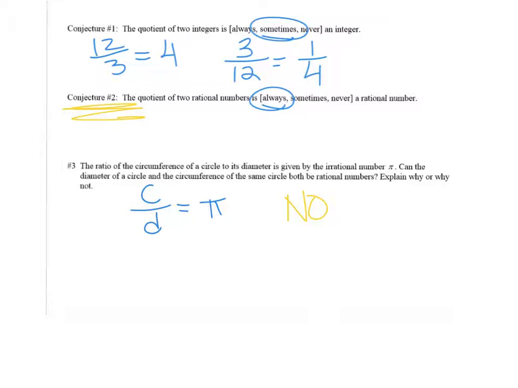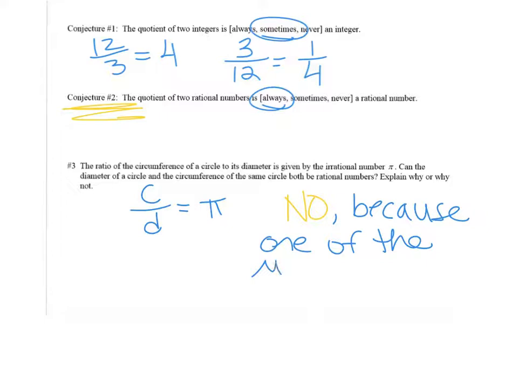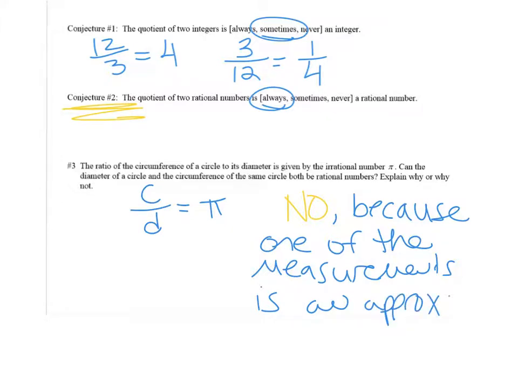So the reason why not is because one of the measurements is an approximation. So to measure the diameter, that can be exact because it's a linear length. But to measure circumference, you would have to lay a string around the circle and then lay it straight against a ruler or whatever you're measuring that with. So one of them, most likely the circumference, would be an approximation, not an actual rational number.